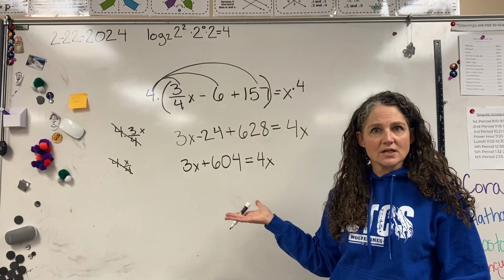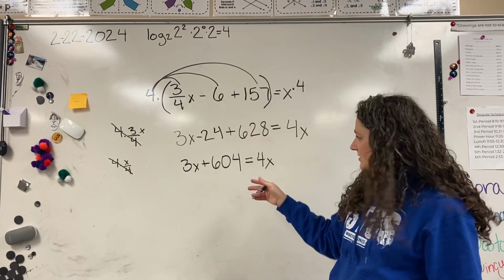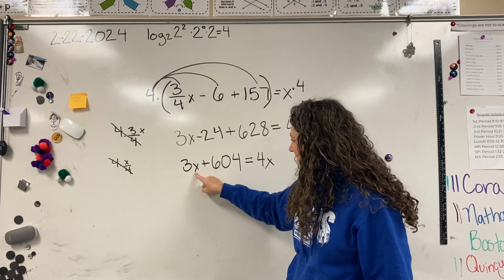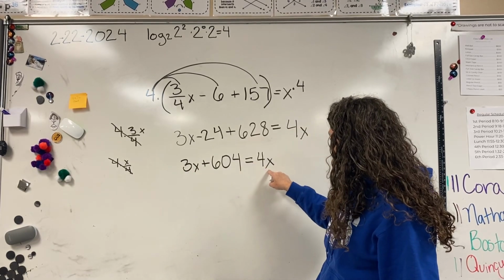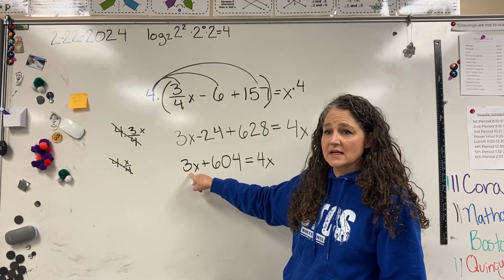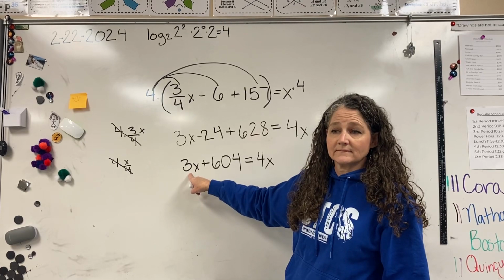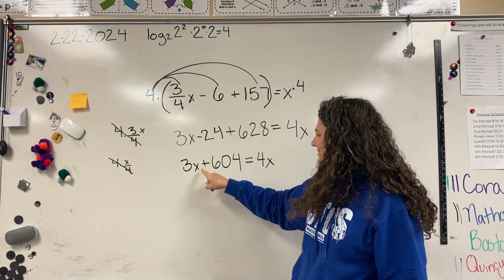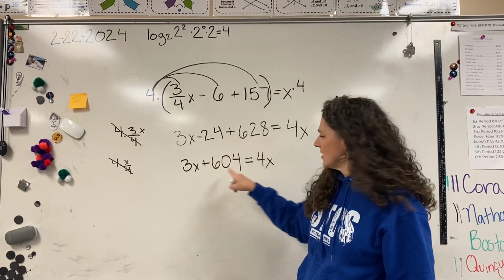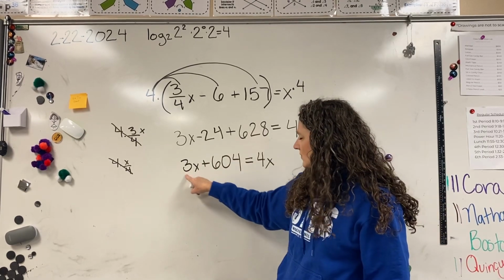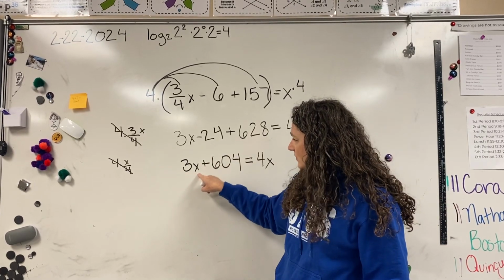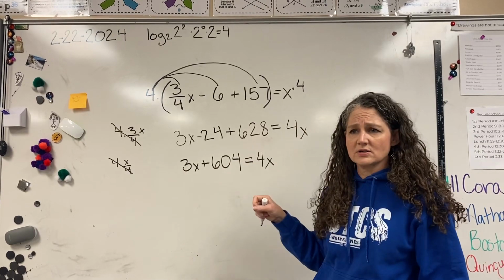The numbers are large. Can I still solve it? Yeah, so I have this 3x over here and this 4x over here. Do I want to subtract the 4x and get it over with the 3x? Or do I want to subtract the 3x and get it over with the 4x?